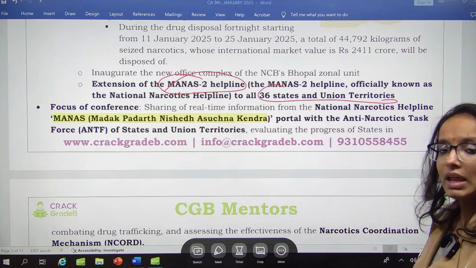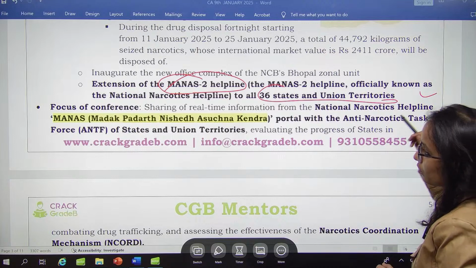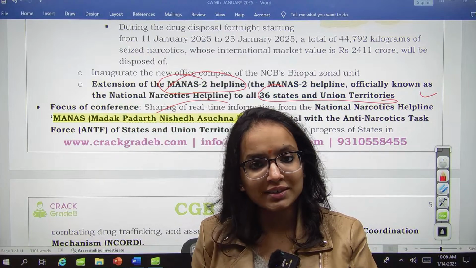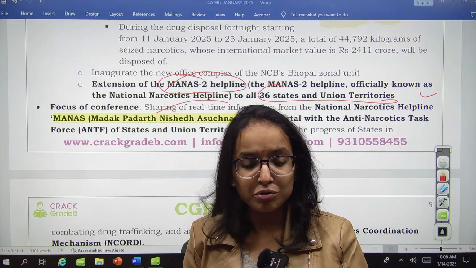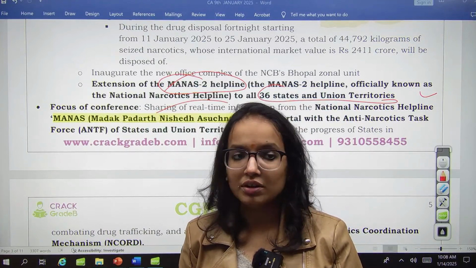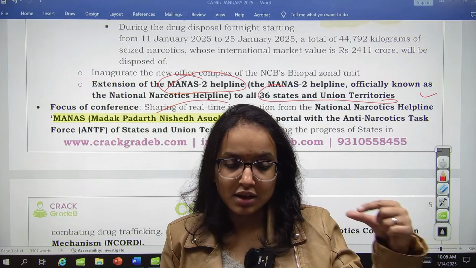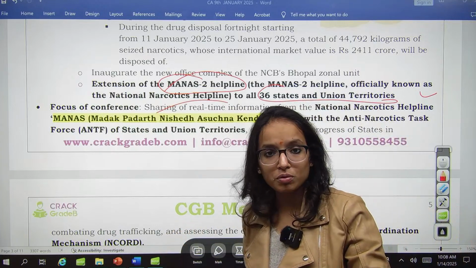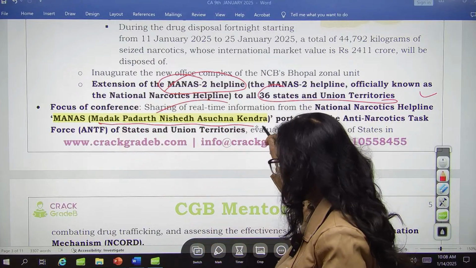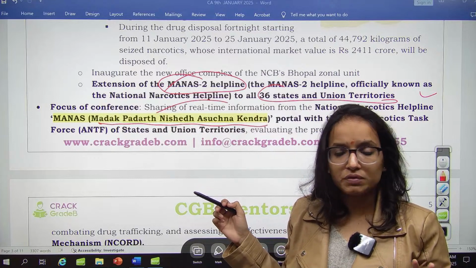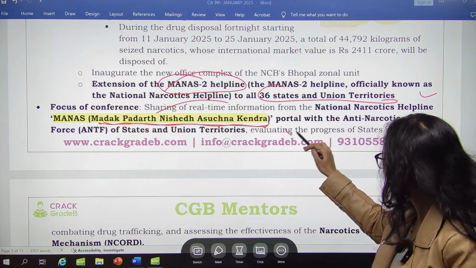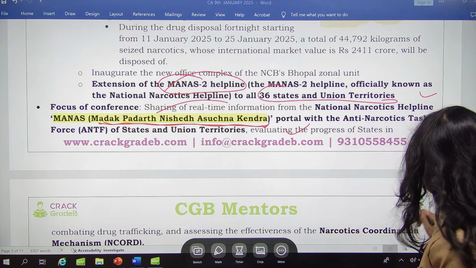Remember, Manas 2 helpline is basically officially known as National Narcotics Helpline, where you can report issues related to narcotics, drug abuse, and you can also get help from these officials. So what is Manas? Manas ki full form would be very important for all of you. Manas stands for Madak Padarth Nishedh Asoochna Kendra. What is the full form? Madak Padarth Nishedh Asoochna Kendra. So this is the Manas portal. They want to extend it to all states and UTs.